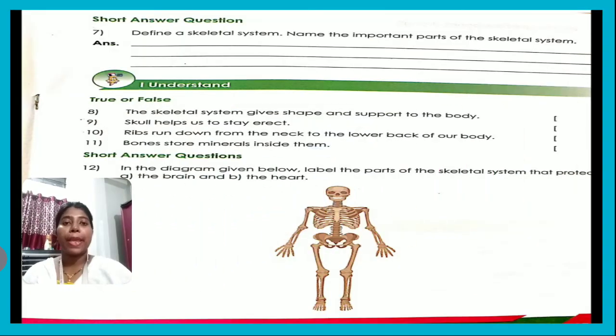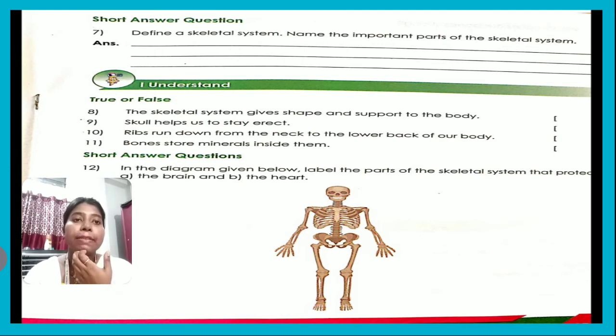Let's move to the next page. Define a skeletal system. Name the important parts of the skeletal system. So the bones together form the skeletal system, isn't it? And what are the different parts? The different parts are skull, ribs, and the backbone. Yes, okay.